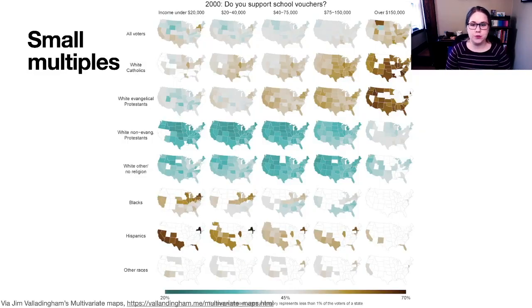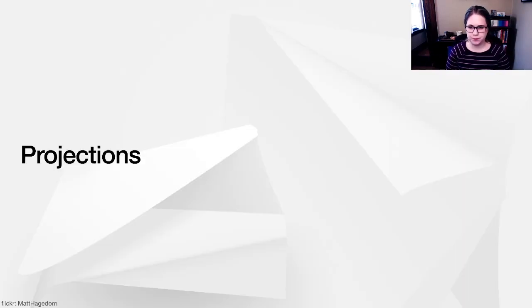And then, of course, you could use small multiples. So this is a small multiples graph about supporting school vouchers, and we're showing the religious affiliation and race, kind of weirdly, and then the income breakdowns, and then we have the percentage as the color on the map. So again, we're using the small multiples to show more variables.